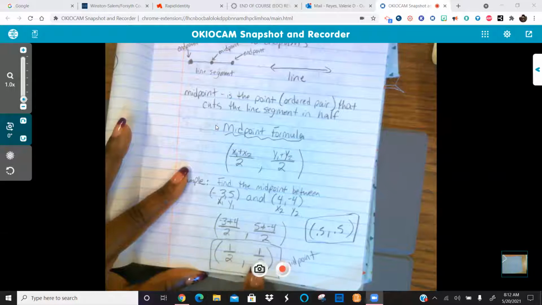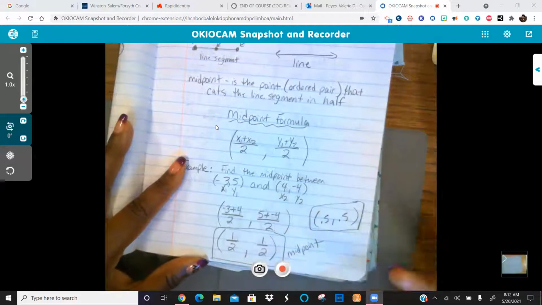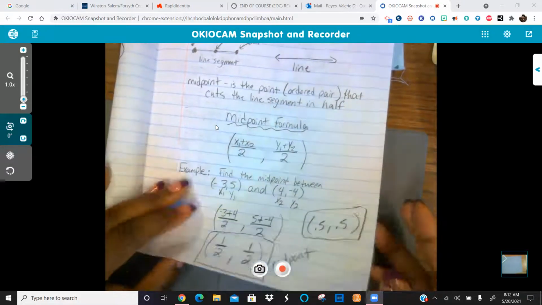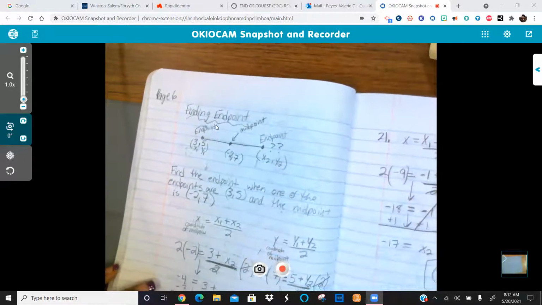I can leave it as a fraction, or I can write it as a decimal. Okay, leave it as a fraction or write it as a decimal. Choose the best answer choice. Okay. Now, what if the endpoint is what's missing?